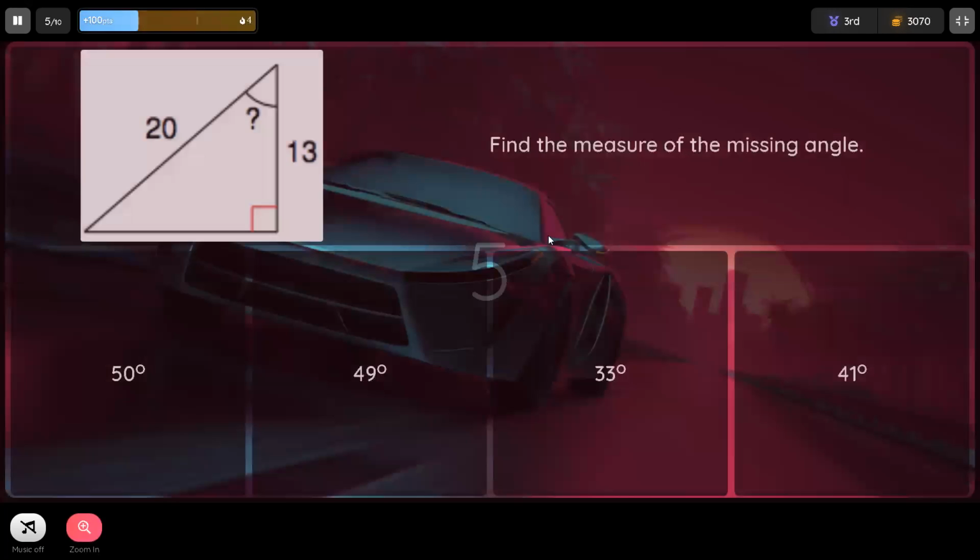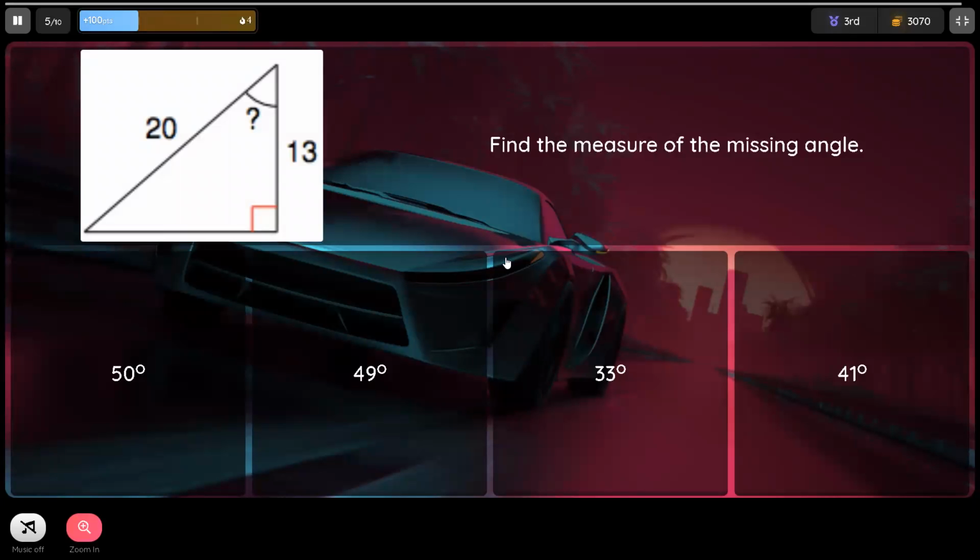Now, number 5, find the measure of the missing angle. Here we have two sides. You need to find the measure of the missing angle. Yalla, we're going to use tan. Solve it yourself. Give me the angle.